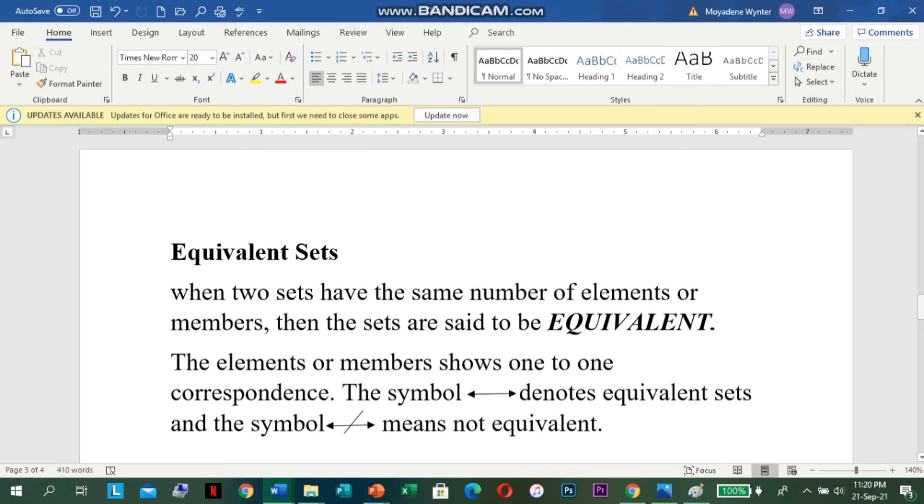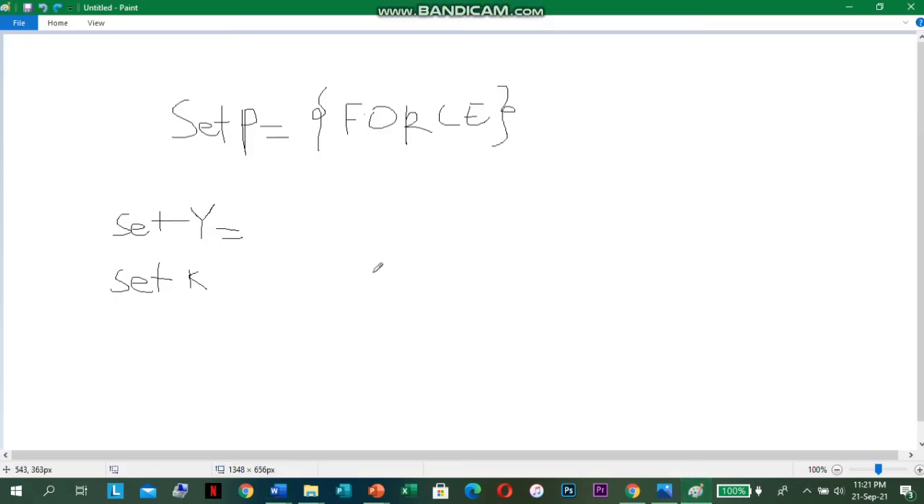I should explain all of that. Now the symbol here, this is an arrow, denotes equivalent sets, and the symbol here with an arrow and a diagonal line drawn across it means not equivalent. All right, so let us do an example of this.